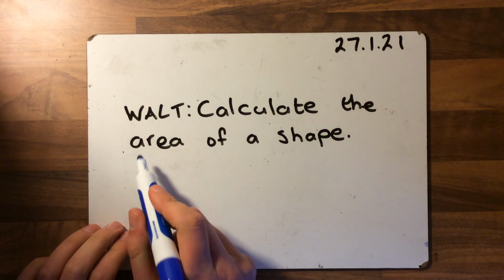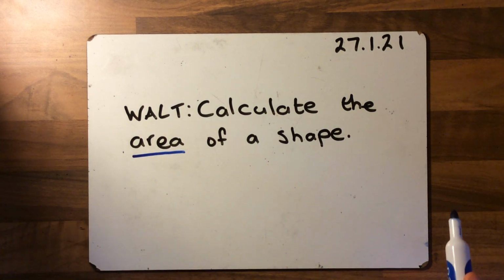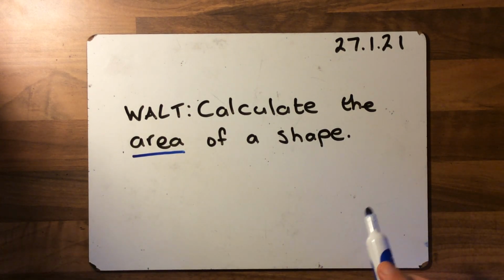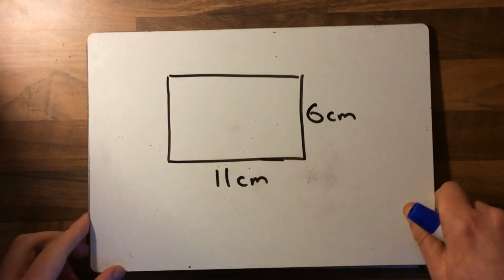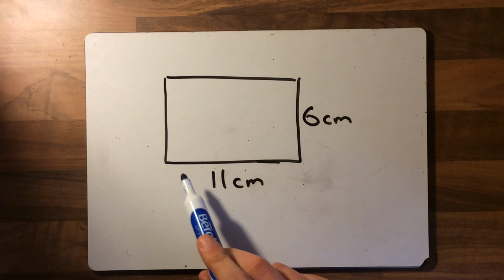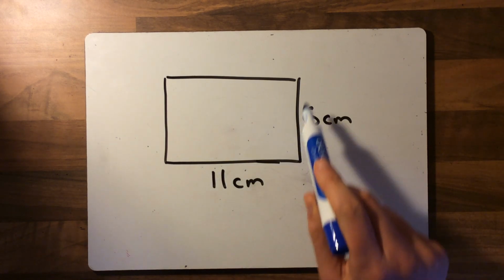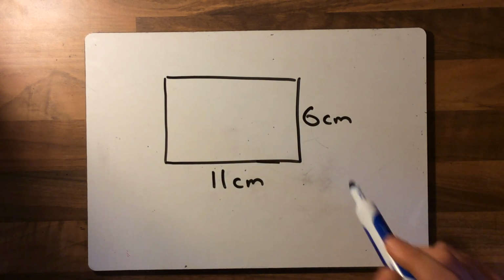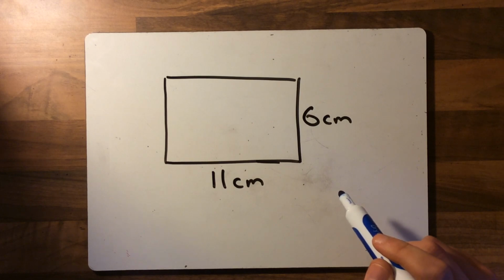So just to recap about this word here, the area of a shape. It is essentially the number of squares within a shape. Okay, so if we were to look at this question here, this rectangle here, 11 centimetres across, 6 centimetres up. Remember, it's the number of squares within the shape.